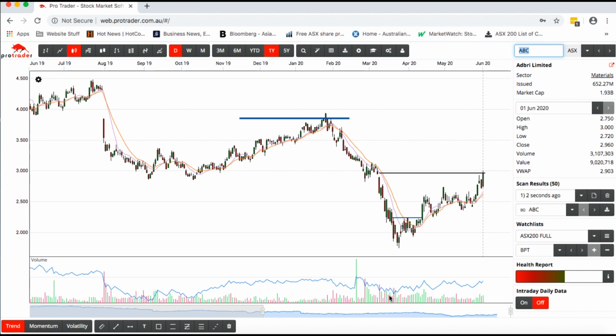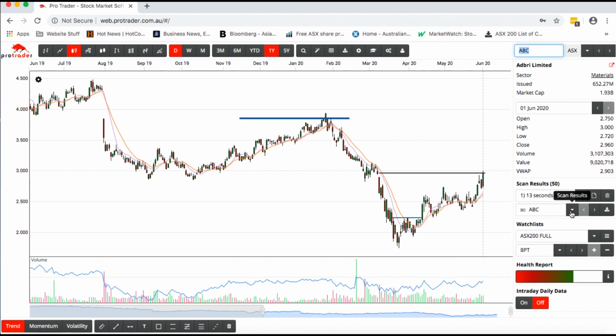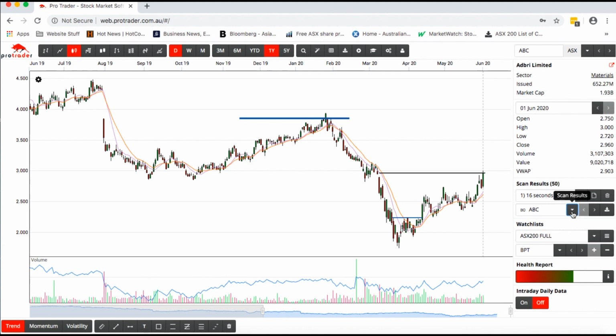So there's our first scan already. And you can see here, this is where all the scan results come up. So we've got 50. And what you'll find, you can either scroll this way, or you can scroll this way. And once again, you'll see here that the technical analysis indicator that is activated will be here. And then next to that will be the share, the stock code. So a quick way is just to scroll down where it says scan results. Then you can start going through here.